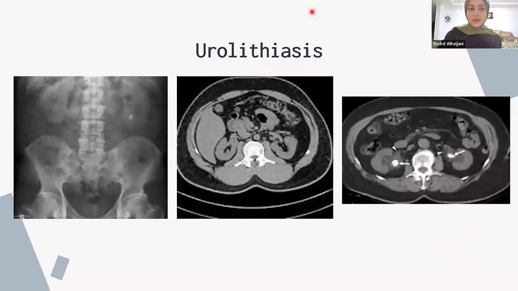Now, let's look at this. Here you have an X-ray and a CT. When you look at this, okay, this image is blurry, but you can tell that here you have the kidneys, here you have something bright. And then looking at the CT, again, let's look at this one. You can see something bright. What is this?